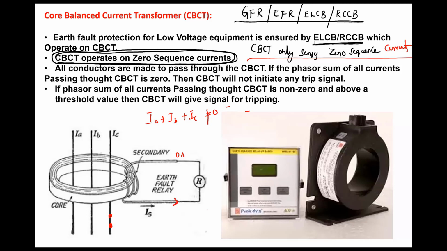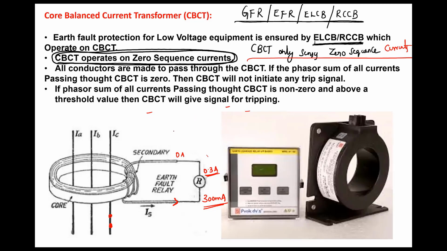Suppose for tripping this relay, I have set some pickup current. That means it will not trip at 0. If the current exceeds 0.3 ampere, 300 milliampere, which is an industrial standard, I want to trip it. So I'll keep the pickup value as 0.3 ampere. Whenever the secondary current exceeds this value, the relay will automatically trip the circuit. Understand?